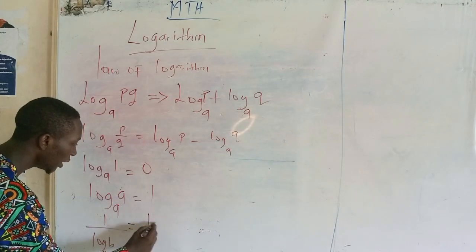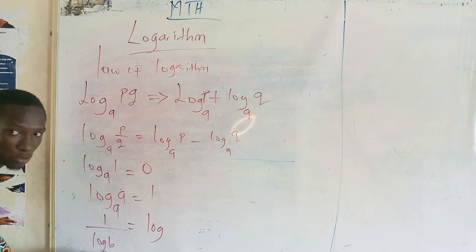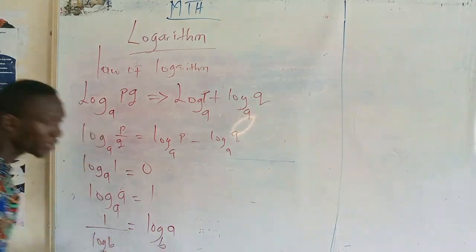Now also, if you have 1 over log B base A, it means inverse. What does this mean? It means that you should change the base to the log, and the log to the base. It means log A base B.